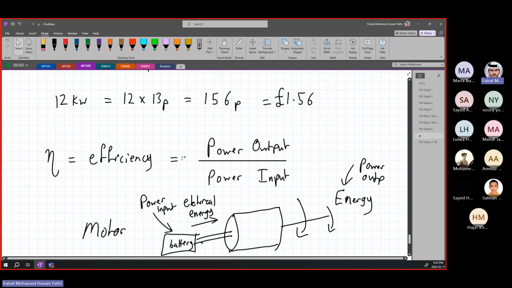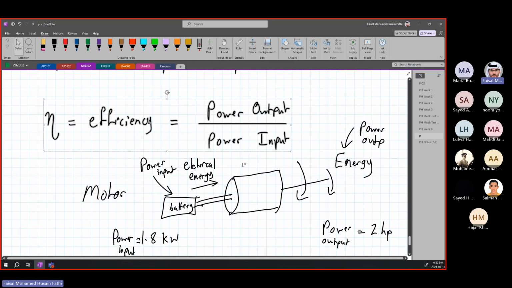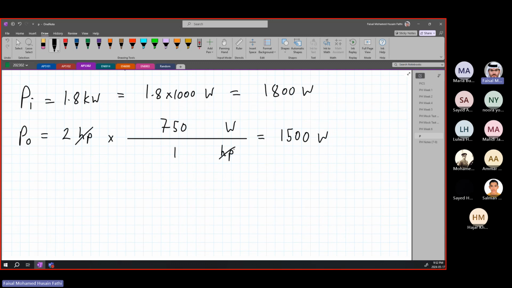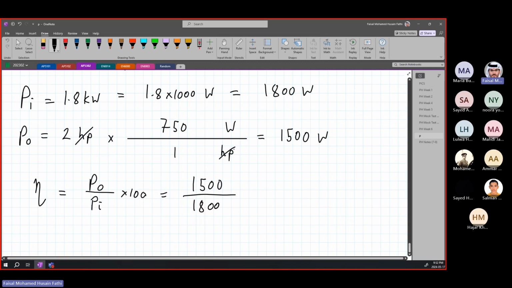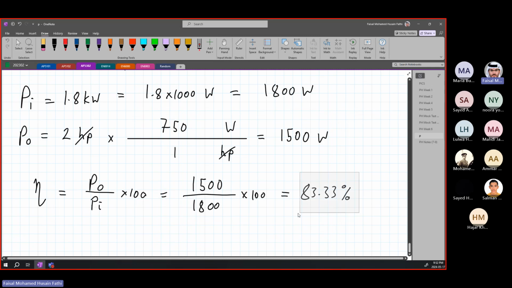So now, what was our equation to determine efficiency? If we want to find the efficiency of this system, it's power output over power input, of course, times 100. I forgot because it's a percentage, all right? So efficiency is power output over power input times 100, which is equal to 1,500 divided by 1,800 times 100, and this is going to give you 83.33%. And this is how efficient our system is.